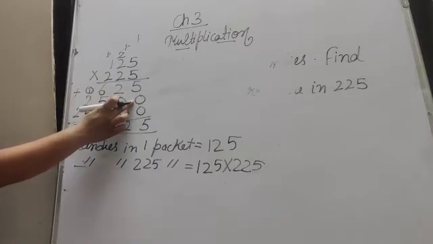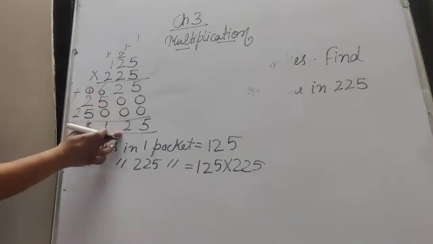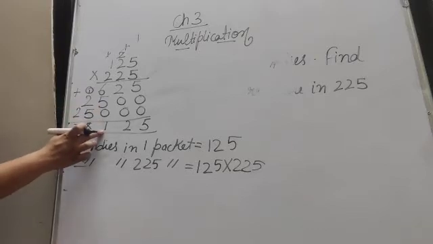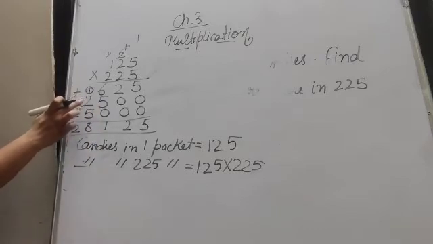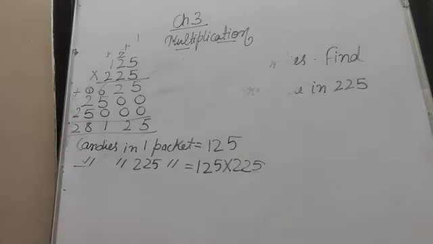5 plus 0, 5. 2 plus 0 plus 0, 2. 6 plus 5, 11 plus 0, 11. 1 here, 1 above. 2 plus 5, 7 plus 1, 8. Here 2 as it is. Is it clear? So, this number of candies are there in 225 packets. Okay? Sure? Let me discuss few more word problems.